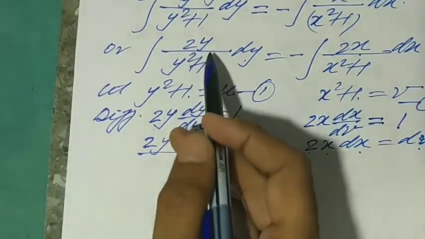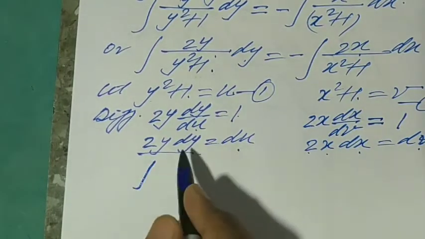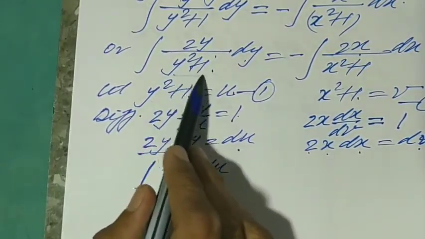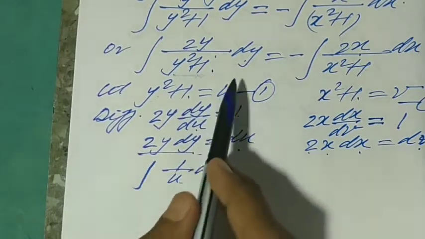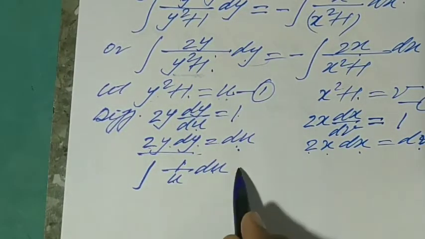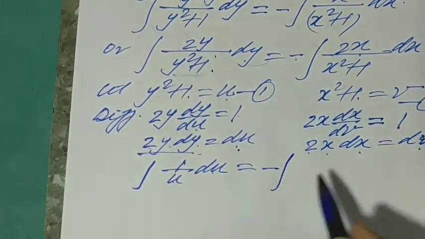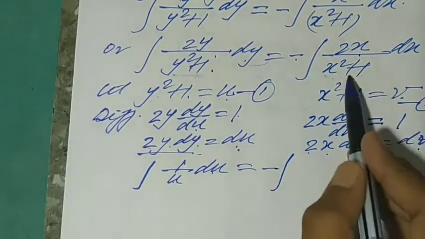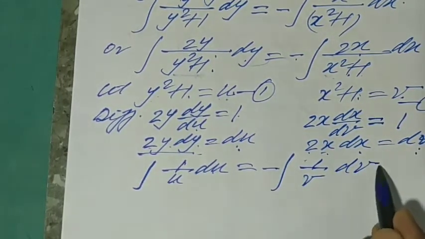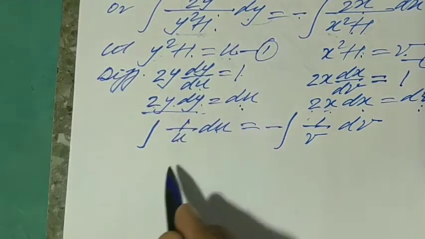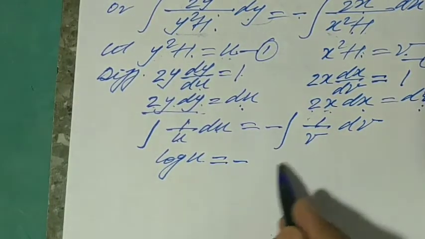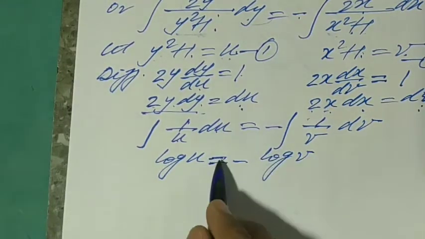So by these two substitutions, this equation turns out to be integral 1 upon u du, because we have assumed y square plus 1 as u, and 2y dy is equal to du. So simply integral 1 upon u du is equal to minus integral, and we have substituted x square plus 1 as v, so it becomes 1 upon v, and 2x dx is equivalent to dv, so it becomes 1 upon v dv. Now, as you know well, the integral of 1 upon u du is log u, is equal to minus the integral of 1 upon v, which is log v.